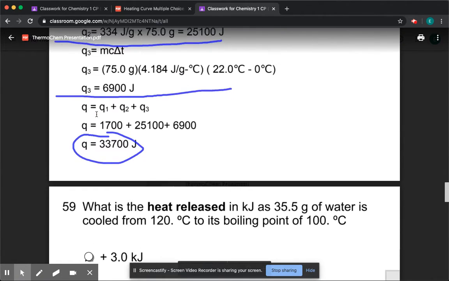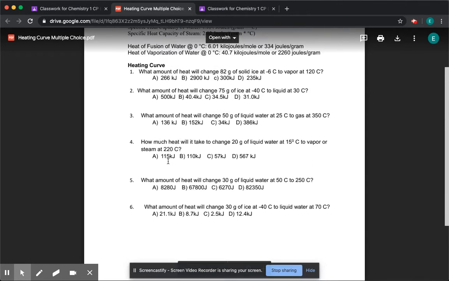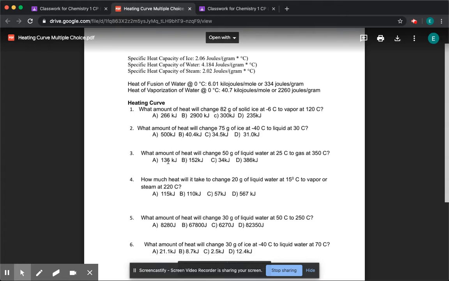Okay, let me do one with you, and then we'll call it. How are we doing on time? Okay, 12 minutes. Do I have enough room down here? I kind of do. Okay.